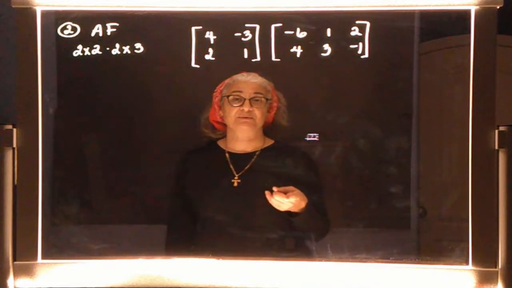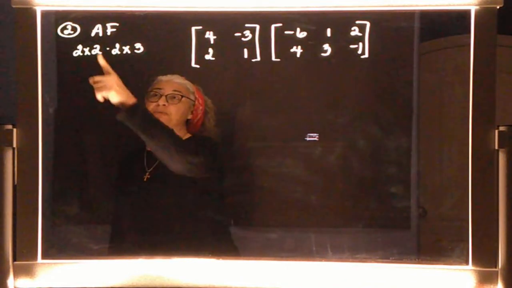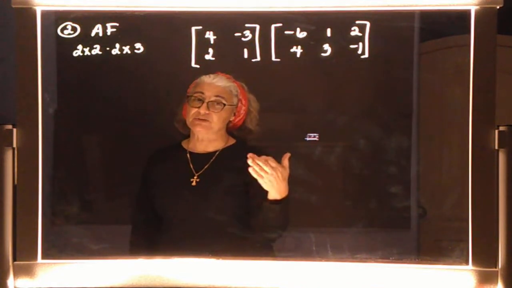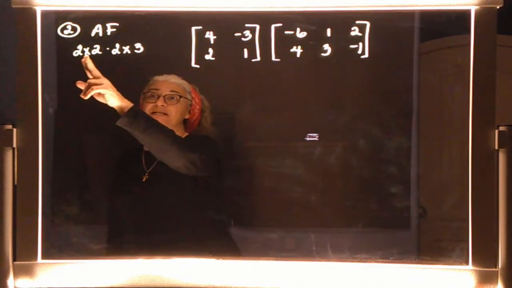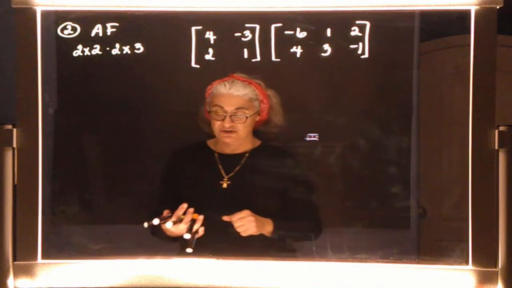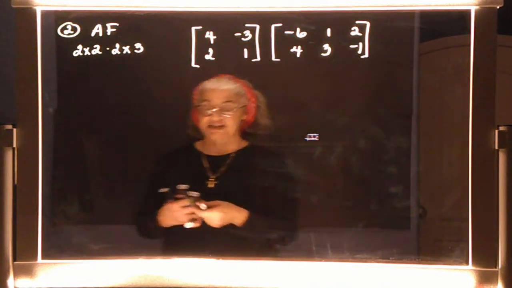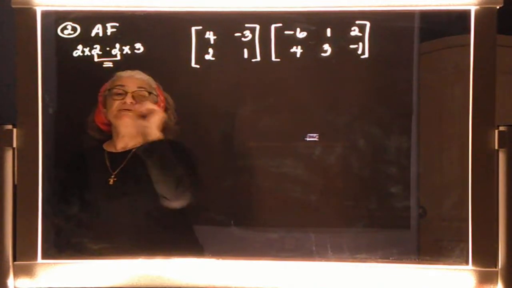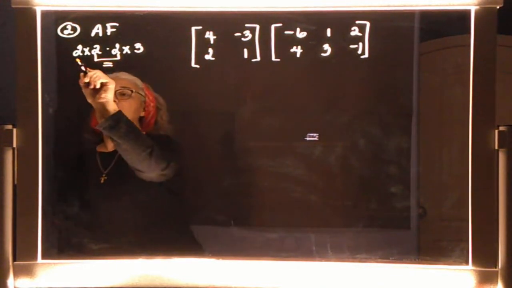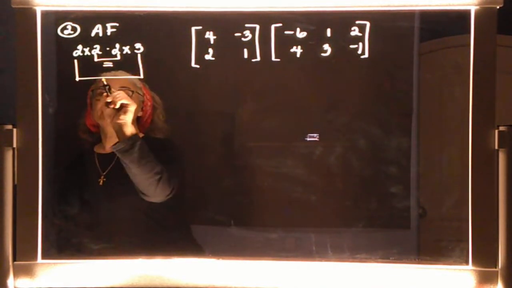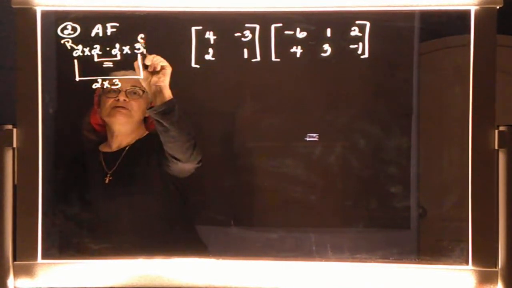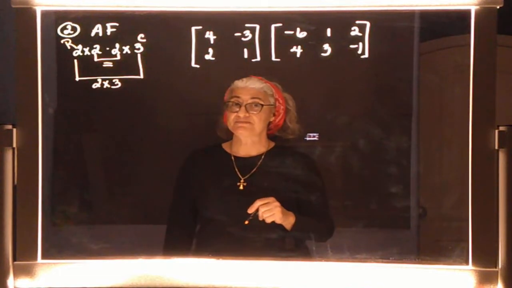Okay, so let's look at the second problem. I want to multiply matrices A and F together. Remember, just a few minutes ago we said we could. Matrix A is a 2 by 2, matrix F is a 2 by 3. And if I take a look, these two inner numbers are equal, and these two outer numbers, the result will be a 2 by 3. That's the number of rows, that's the number of columns, right?